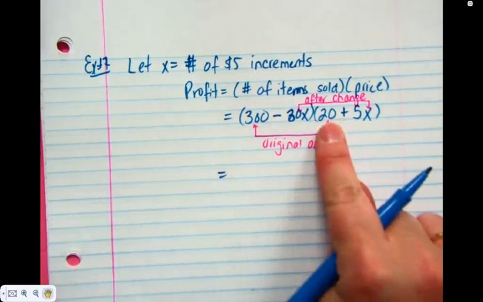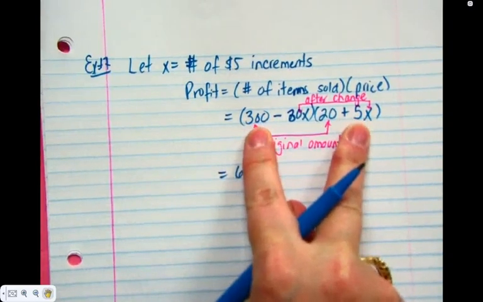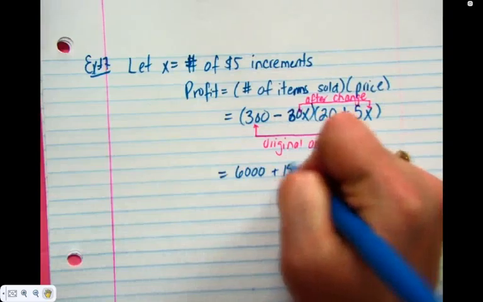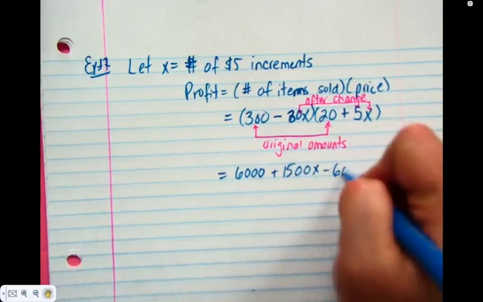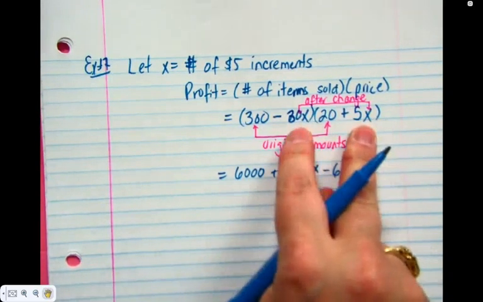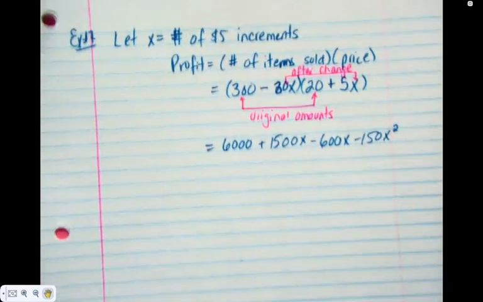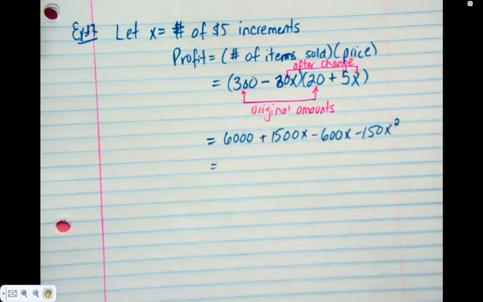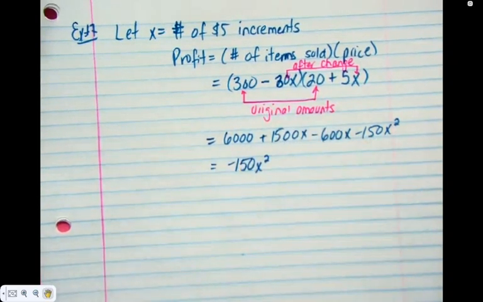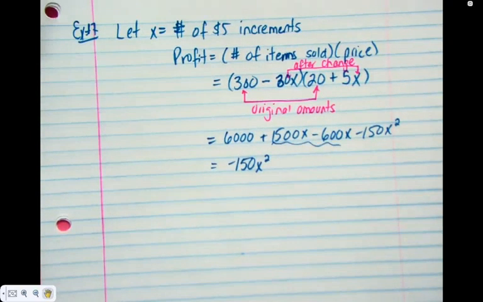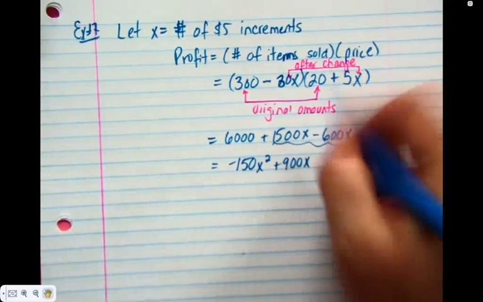So 300 times 20, 6,000. The outside, I have 300 times 5x, 1,500x. The inside, I have negative 30x times 20, negative 600x. And the last, I have negative 30x times 5x, negative 150x squared. Now I'm just going to make it look like a parabola, so I'm going to put the negative 150x squared first. I'm going to combine the two x terms. If I had 1,500 minus 600, I'm left with 900x. And then the constant at the end, plus 6,000.